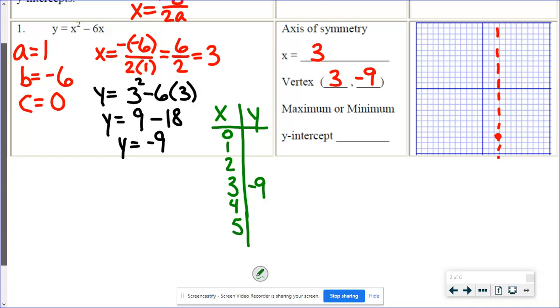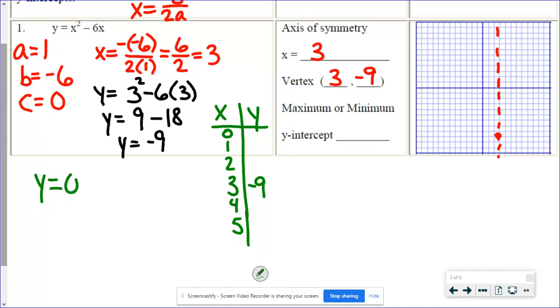So let's start with the 0. If I substitute 0 into my equation, now this is where we've talked before. If my equation looks like this, y equals x squared, I'm going to put a 0 right here. I don't even really need the parentheses, I guess.